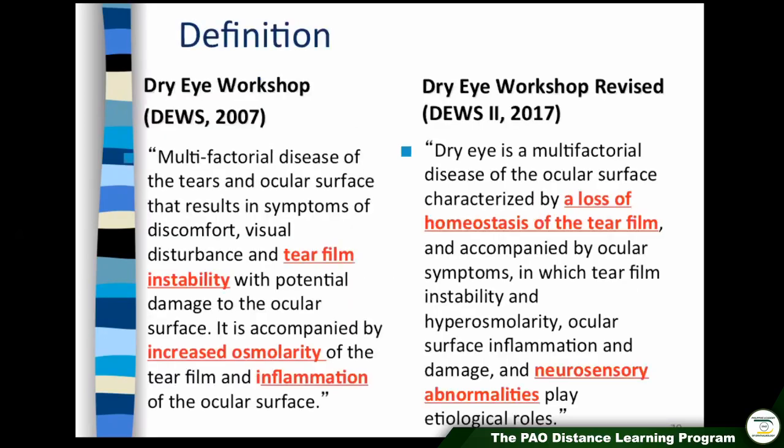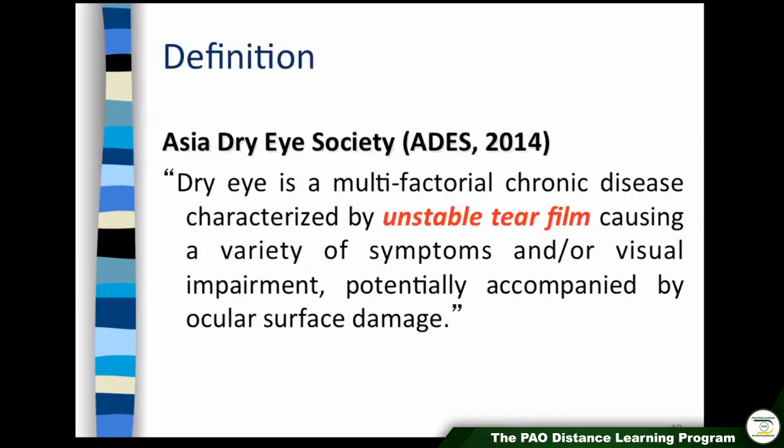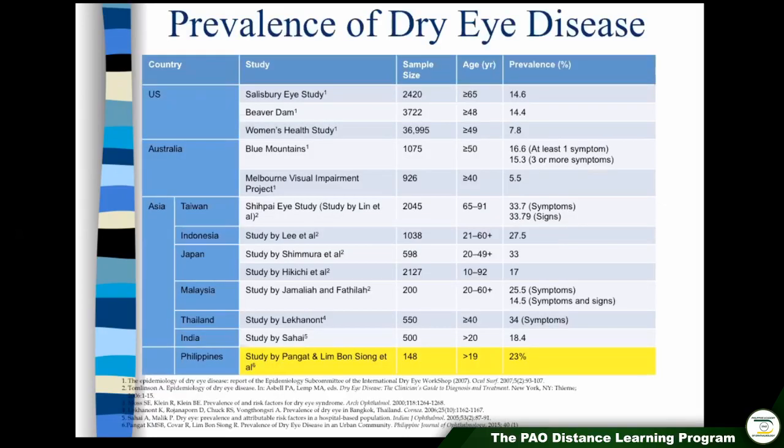Okay, because if you follow the TFOS DEWS, you have to do so many tests to be able to get all of these. By looking at the eye, you cannot say if there is surface inflammation. By just looking at the tears, you cannot say the hyperosmolarity, right? So about loss of homeostasis, by just a clinical exam, you can't see those. But unstable tear film, with the slit lamp and the fluorescein, you'll be able to diagnose that. Quite common. Based on our community survey, it's 23%.